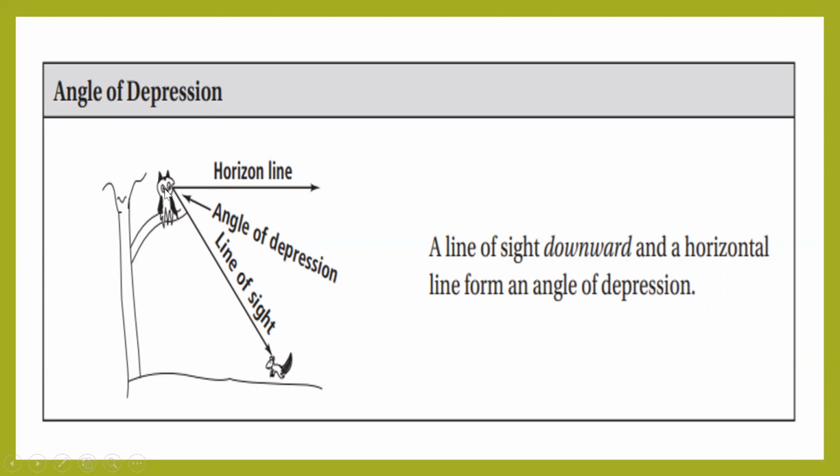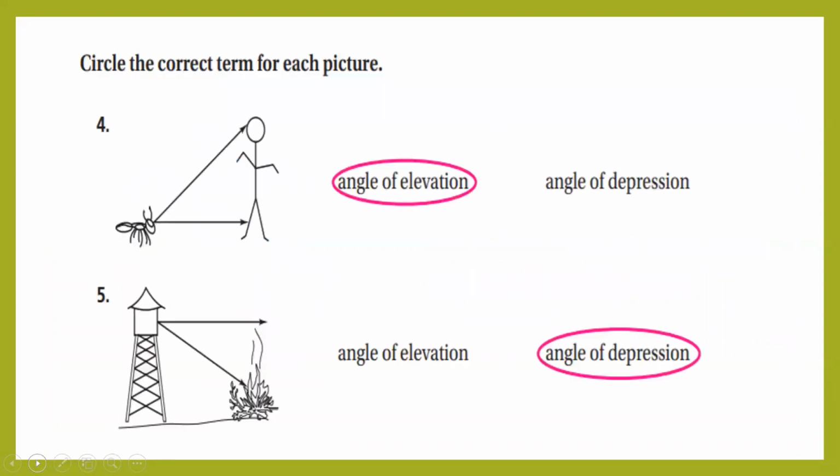So here it's supposed to be looking from up to down. Depression means I have to look down, right? So this is the angle of depression. Usually the angle of elevation is equal to the angle of depression. Look at here, and circle the correct term for each picture.